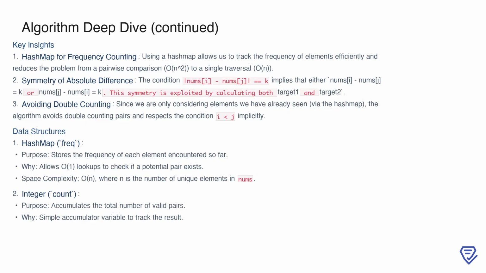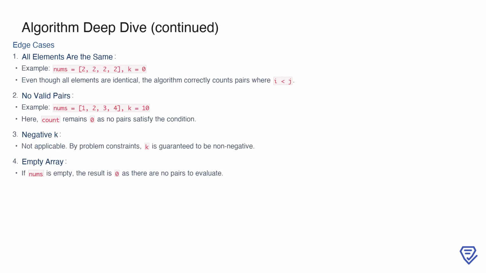In terms of data structures, the hash map stores the frequency of elements encountered so far, enabling quick lookups, while a simple integer variable accumulates the total count of valid pairs. Together, these structures allow us to achieve a time complexity of O(n), which is far more scalable than the O(n²) brute force approach. When implementing this algorithm, it's important to consider edge cases to ensure the solution is robust.